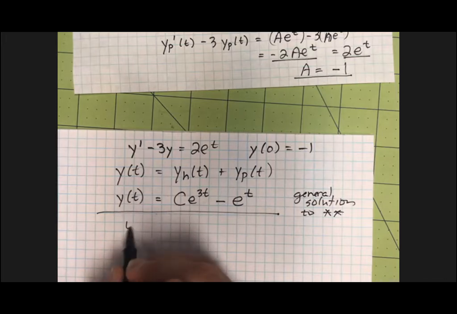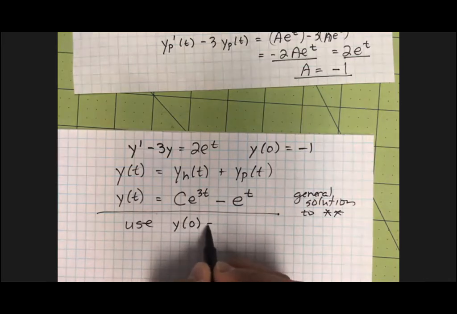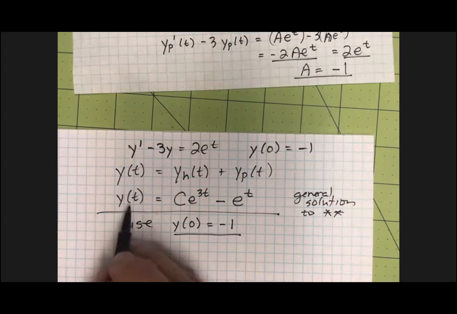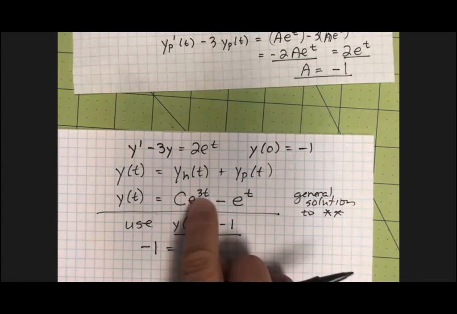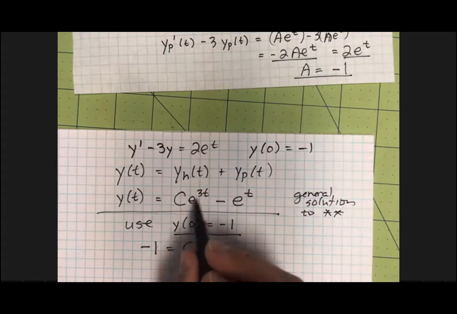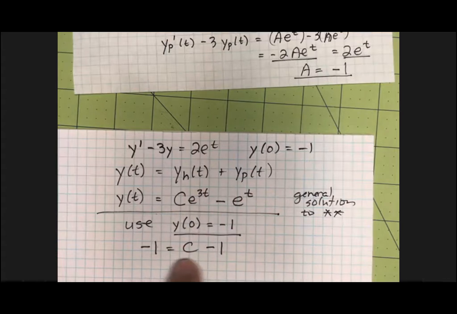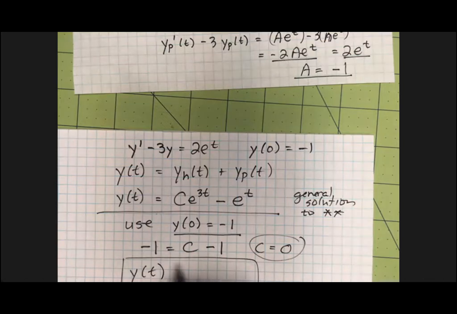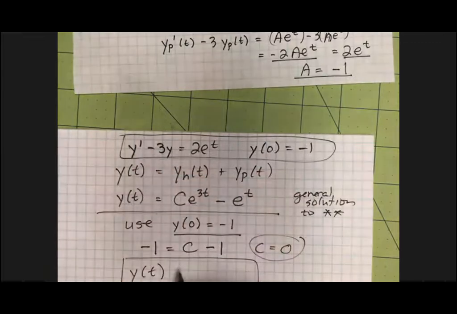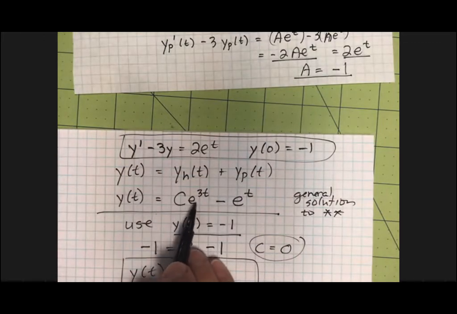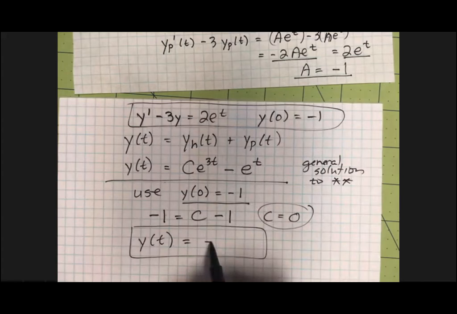Do I want to find out what C was? Now I use the initial condition and say this is minus one. When I plug in t equals zero, it will give me C times one minus one. And so now I know C is equal to zero. It's kind of unfortunate that it drops out, but if I add one to both sides, C is zero. Now I know the one and only one solution to this initial value problem: zero e^(3t) minus one e^t, or just simply minus e^t.